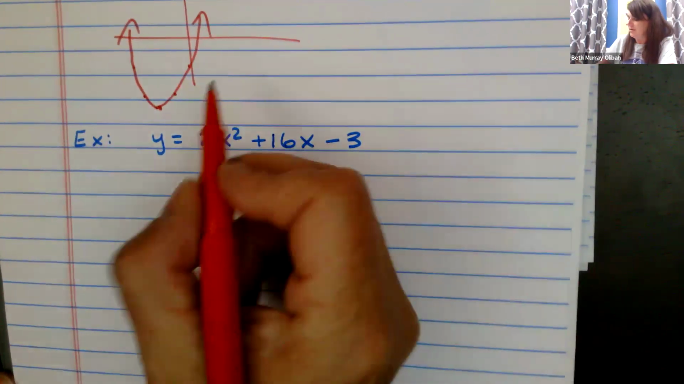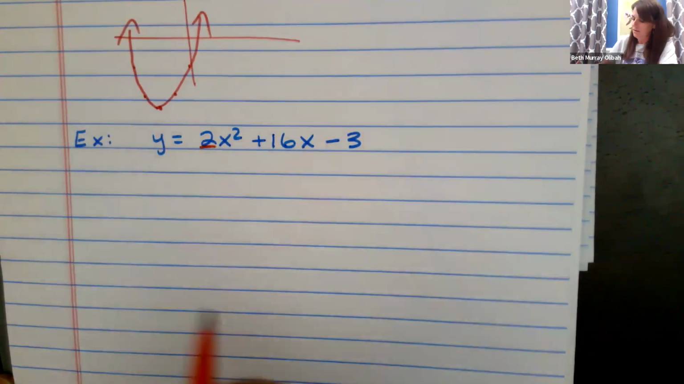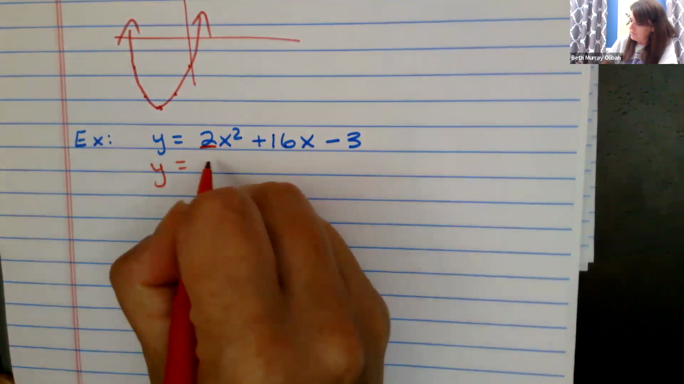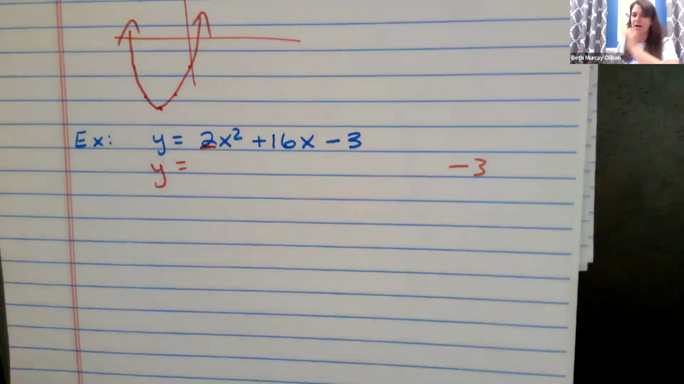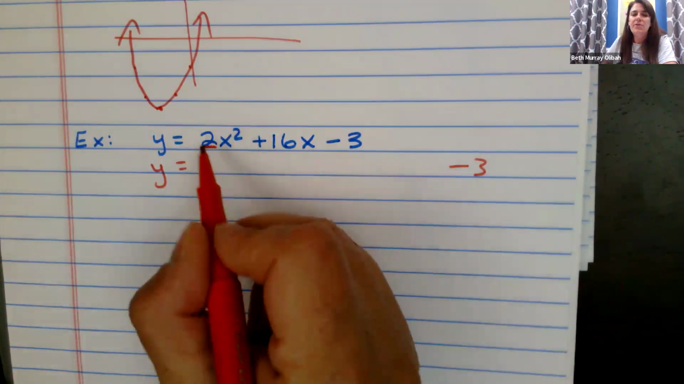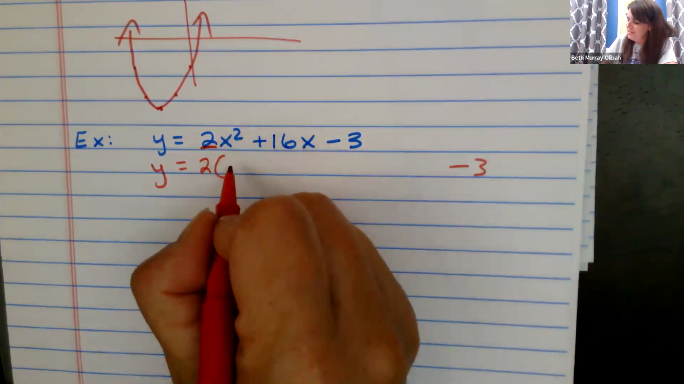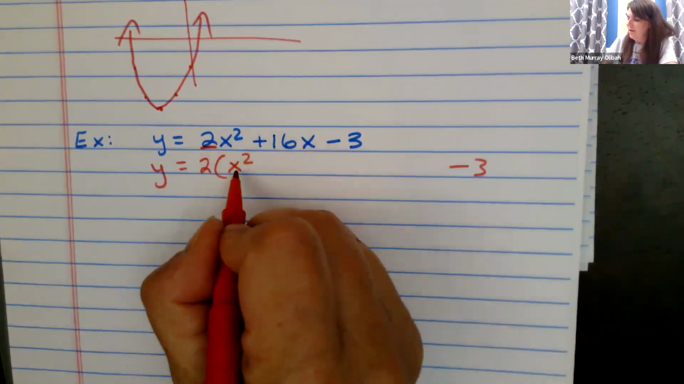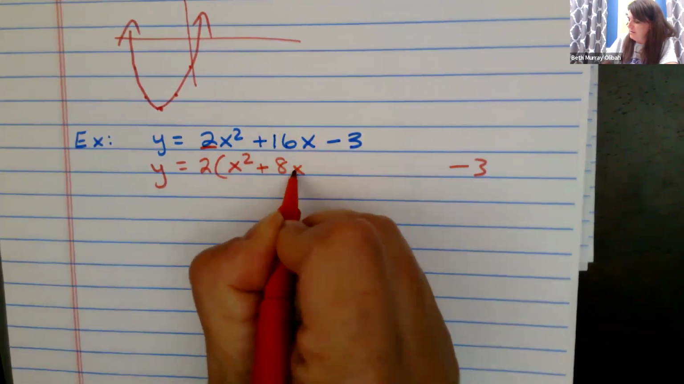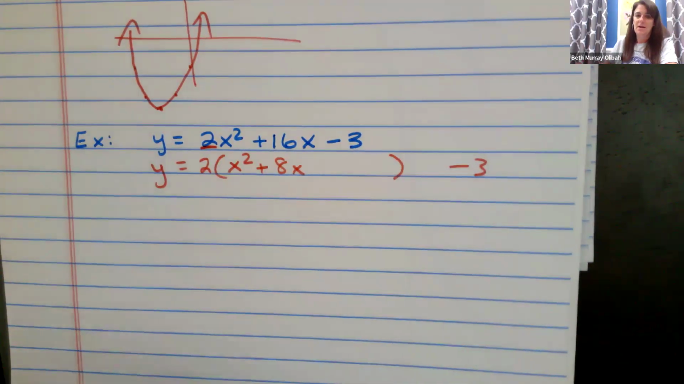Okay, same idea here, except this makes it a little trickier. So first, I'm going to move that -3 out of the way, just put it off to the side for now. But if there is a number in front of the x squared, I need to factor that out of these two things so that they become x squared plus 8x. I still have my room here where I'm going to complete the square.